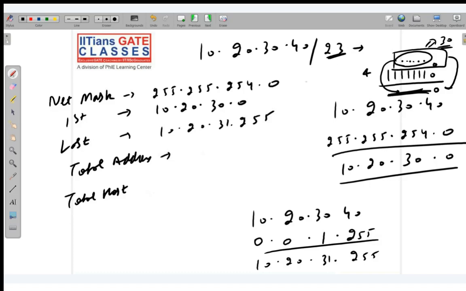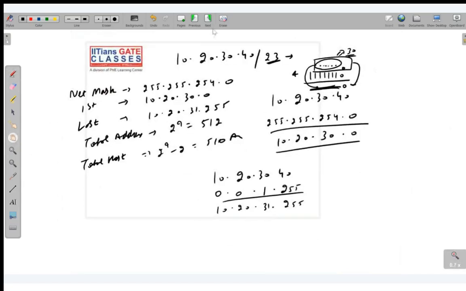Total address is very easy. So 23 bits are net id, so the last 9 bits are host id. So total addresses will be 2 power 9, that is 512. Total hosts, 2 power 9 minus 2, that is 510. This is my answer. So you can take a snapshot of this. Everything is on one slide. Then I will jump to the next slide. If you have any doubt, you can ask me.